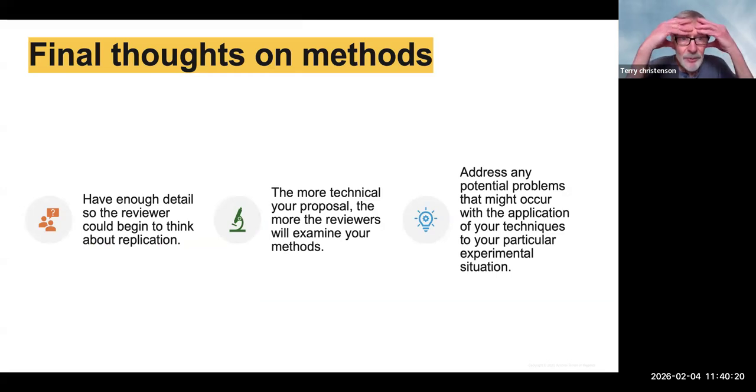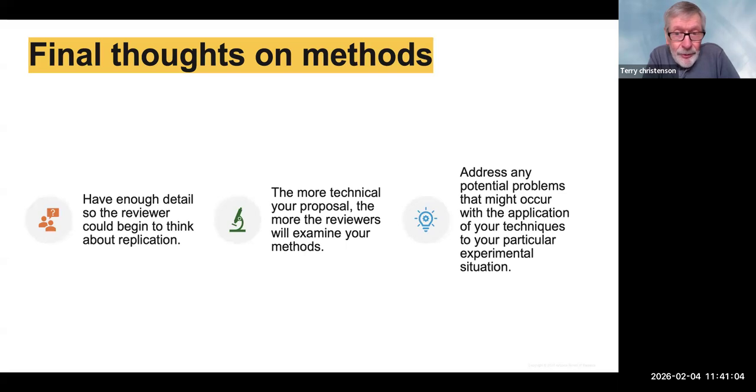In general, what's a method section supposed to do? Give enough information so that your reviewer or your panel member can begin to think about replicating the work. All right, that's your bottom line for what your description of how you're going to do. Now, the more technical your work is, the more your reviewers are going to examine those methods. I think I mentioned before, when I started doing this, I was more or less assuming that there wouldn't be that much concern with methods, but oh, I was really very wrong about that. Reviewers can be very concerned about the methods, particularly if you're working in highly technical areas.